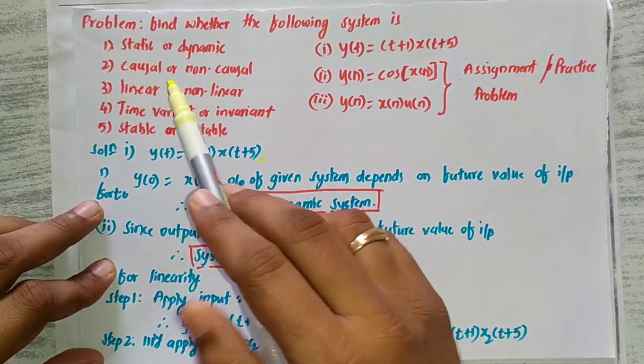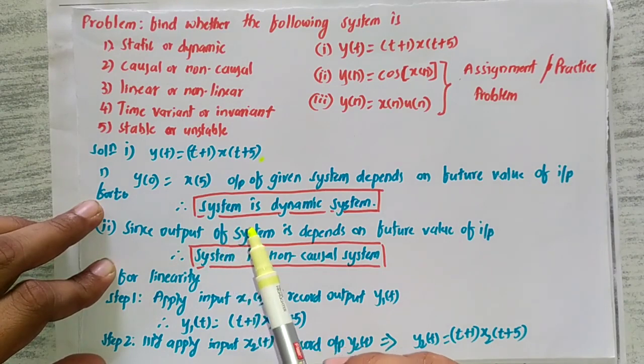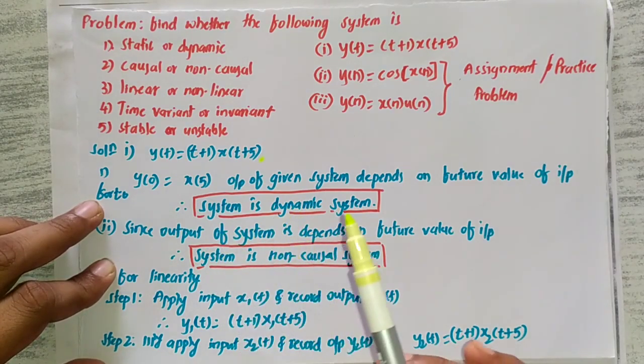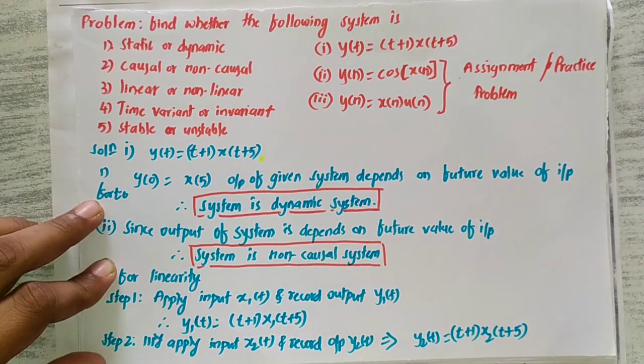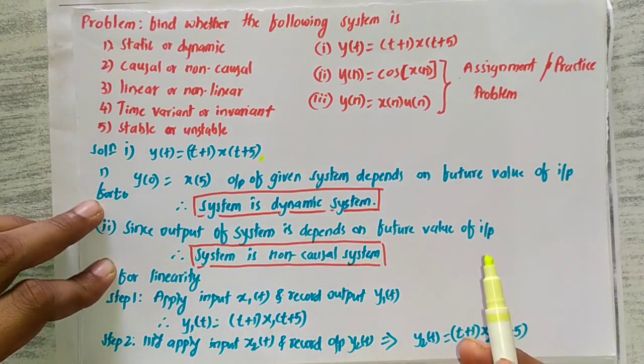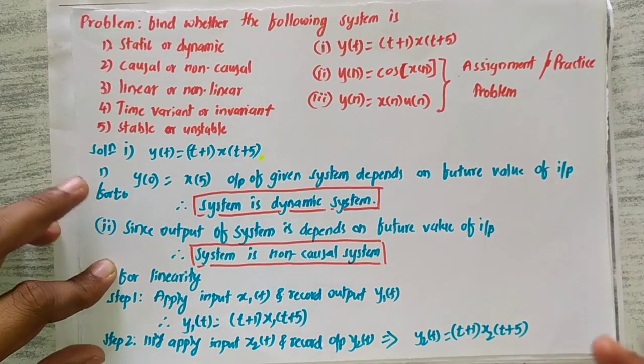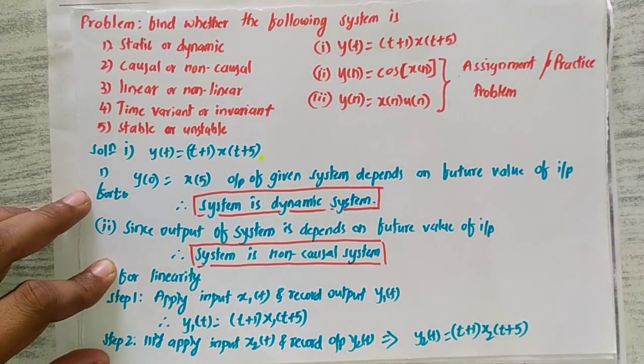How do we determine whether a system is static or dynamic? Other words for that are memoryless and with memory. If the output response depends on the present input only, then it is memoryless. Otherwise, if it requires previous output or depends on the future input, then we require memory, so it is a dynamic system.